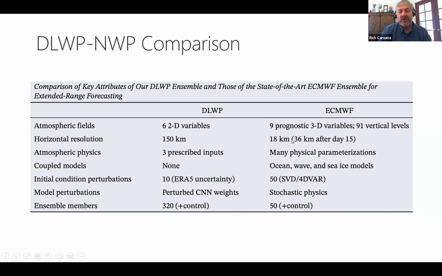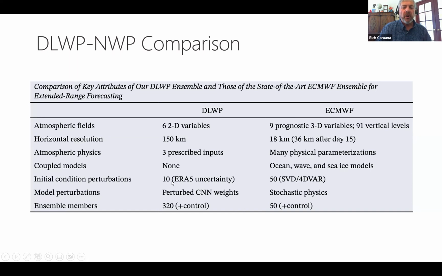ECMWF has much finer resolution. They're doing 18-kilometer cells. We're doing 150-kilometer coarse resolution. We have only 3 inputs coming in about the rest of the world. They have many physical parameterizations. We don't have any coupled models with our model. It's just trying to forecast the weather, whereas their model knows about the state of the ocean, waves, it knows about sea ice and all those sorts of things.